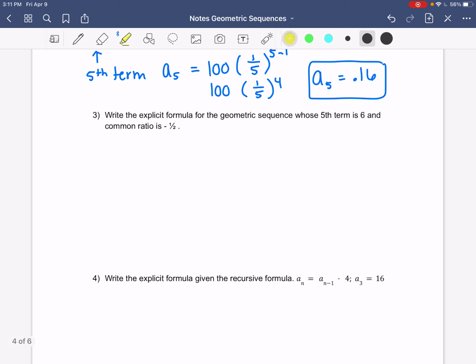All right, 2 more examples. Number 3, it says, write the explicit formula for the geometric sequence whose 5th term is 6 and common ratio is -1/2. Something we haven't talked about so far is what happens if your common ratio is negative. The 5th term is 6, so I have my 1st term, 2nd term, 3rd term, 4th term, 5th term, 6th term. My 5th term is 6, and the pattern is -1/2.